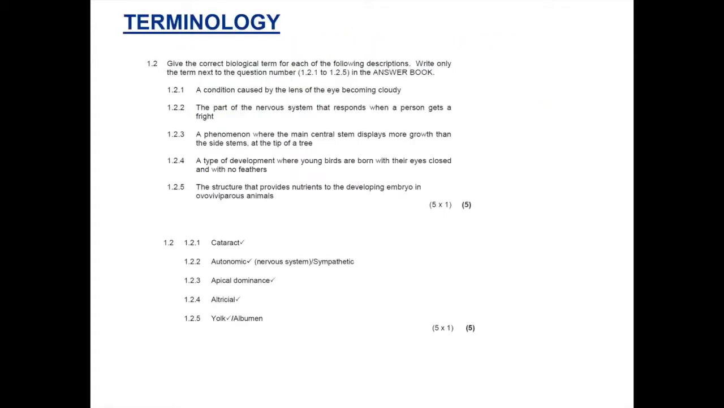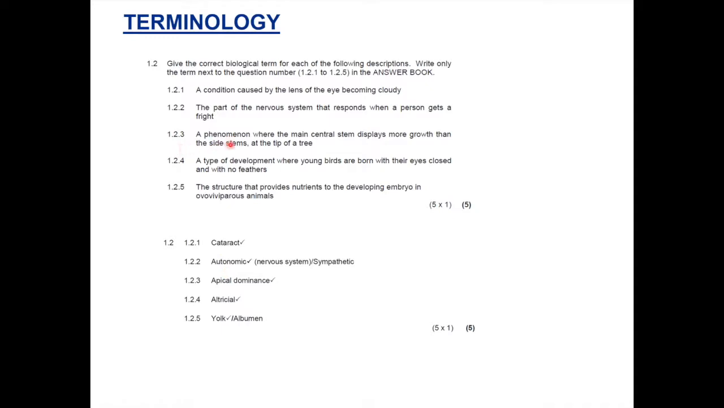Terminology now. Give the correct biological term for each of the following descriptions. Write down the term next to the question number 1.2.1 to 1.2.5 in the answer booklet. 1.2.1. A condition caused by the lens of the eye becoming cloudy. That we know is a cataract. 1.2.2. The part of the nervous system that responds when the person gets a fright. Which part of the nervous system? That we know is the autonomic nervous system.